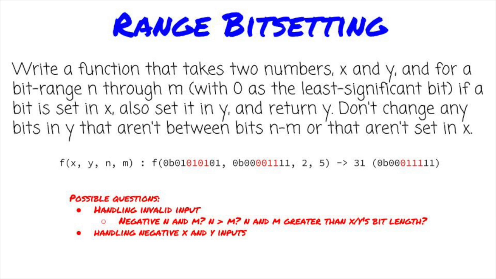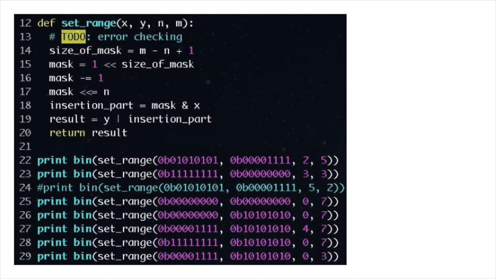Along the same lines, I didn't consider some of these things for test cases, and there are some small bugs in here because of it. Let's start with n and m. If n is far greater than m, we get an error as we expect. We could do several things, either automatically swap them, or raise an error, or return y unmodified, and so forth.